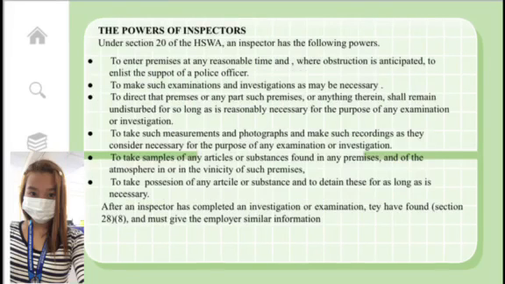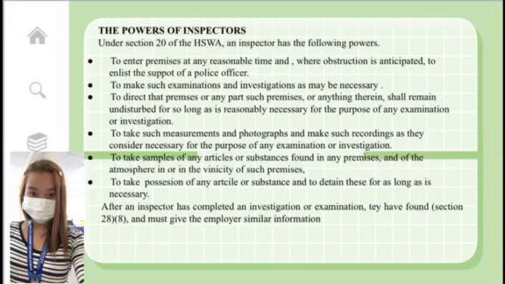The powers of inspectors under Section 20 of the HSWA. An inspector has the following powers. First, to enter premises at any reasonable time and, where obstruction is anticipated, to enlist the support of a police officer. Second, to make such examinations and investigations as may be necessary. Third, to direct that the premises or any part of them, or anything therein, shall remain undisturbed for so long as is reasonably necessary for the purpose of any examination or investigation.